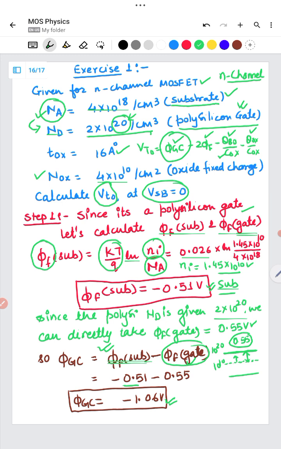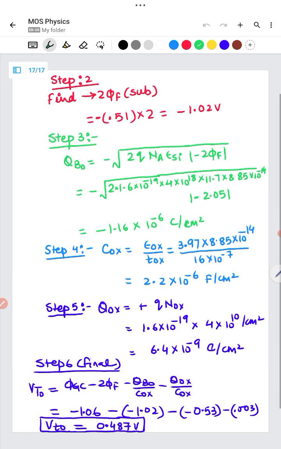Now in step number 2, we have to calculate 2 phi f. Phi f is already calculated. This phi f also belongs to the substrate, not to the polysilicon gate, because in the substrate itself you need to make the changes. You need to make the P to N. Inversion has to be done in the substrate. So next step, you have to calculate the 2 phi f, which is very easy. Only one line step. So phi f you have already calculated. It's 0.51. So the total 2 phi f will be minus 1.02 volt.